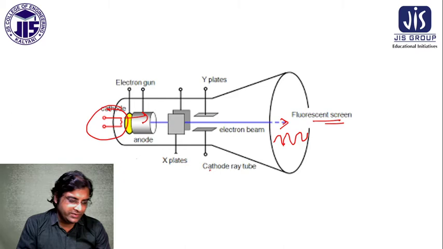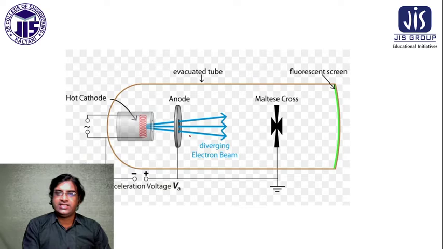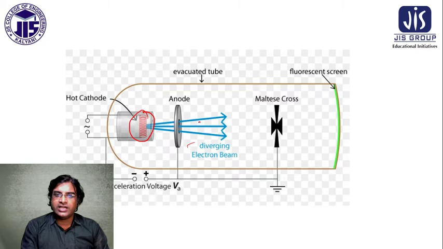You see there is a fluorescent screen, and there is the hot electrode, the hot cathode. Why hot? Because the hotter it is, the more electrons are evaporated from there. So for that reason, and these are the controlling units, and then after that it goes here and through this, creating the pictures.